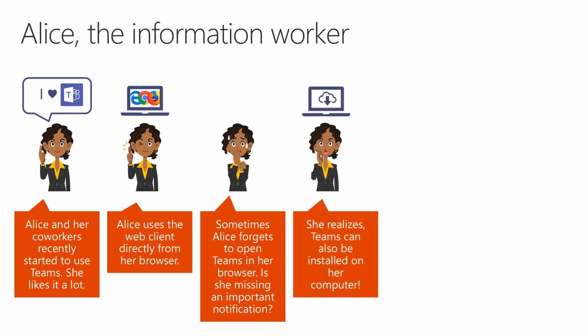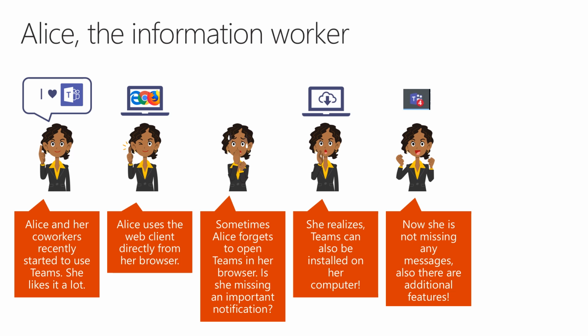Then she realizes there's a Teams client she can install on her PC. So she downloads the Teams client and installs it on her computer. Ellis is really happy. Now the Teams client starts automatically whenever she signs in into her machine. It remembers her identity, so she's automatically signed in. So without any additional action, she's always connected and always up to date. If there's something important coming up, she will get a notification.